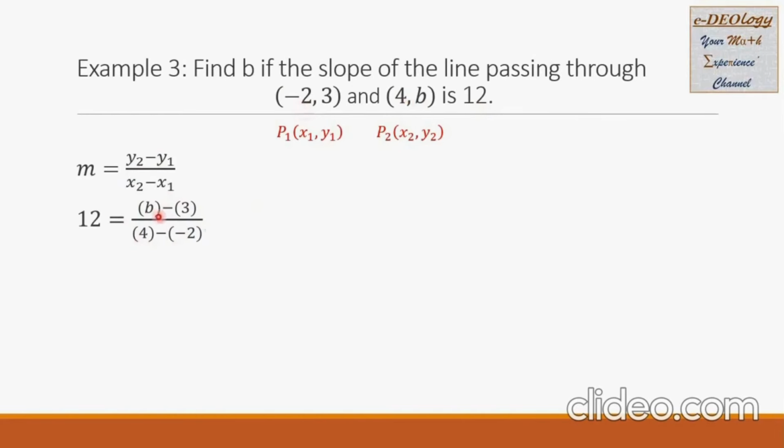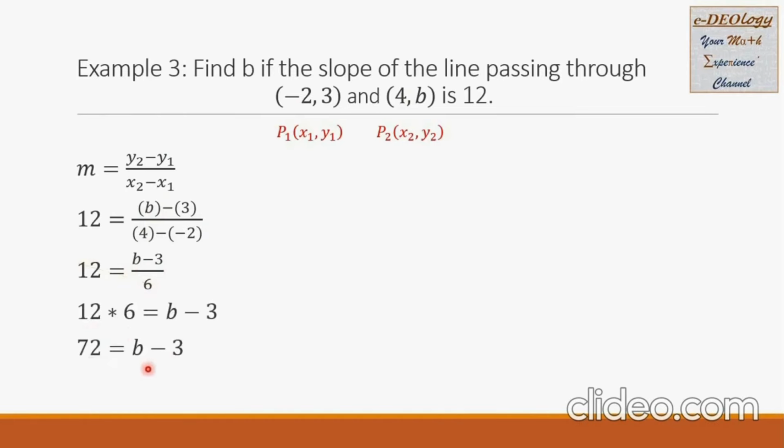Then let us simplify our denominator. 4 minus a negative 2 is equal to positive 6. In the numerator, we will just remove the grouping symbol, so the b is now without the parentheses, minus 3. From this point, we are going to cross multiply 6 to the 12. Multiplying 12 by 6, we have 72 equals b minus 3.